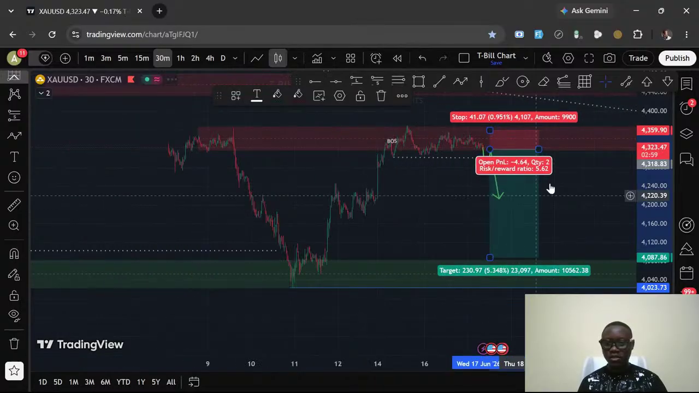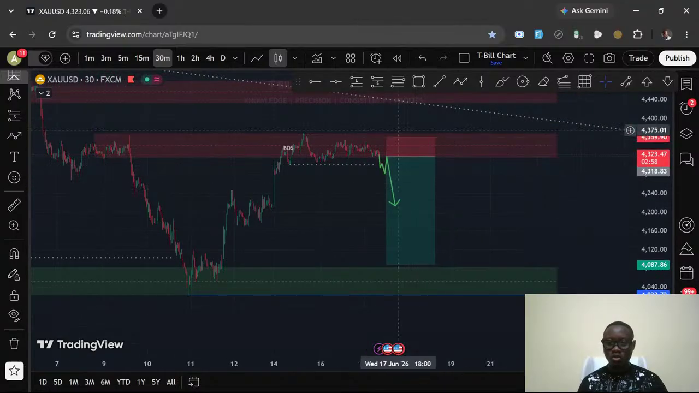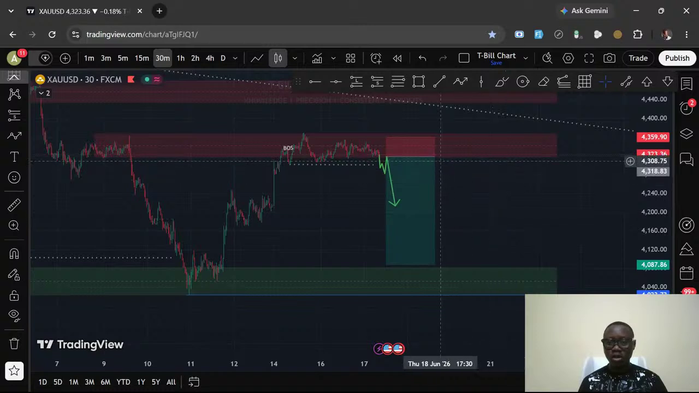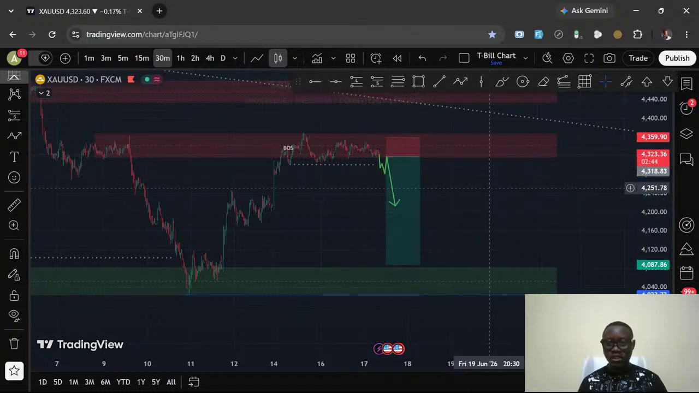Why am I being conservative with my TP? Because gold is showing a strong bullish potential. So if you want to be selling, you have to be very, very conservative with your TP. Don't be too ambitious, right? So this is it right here.